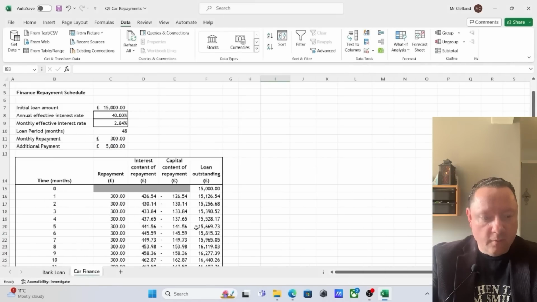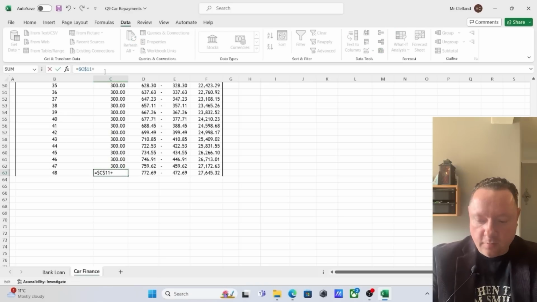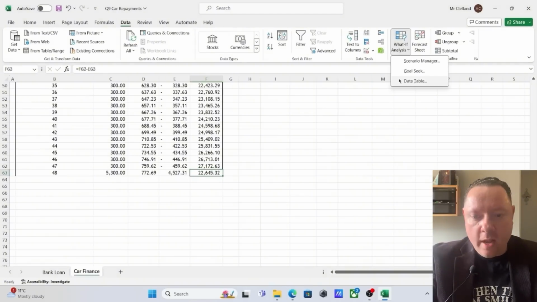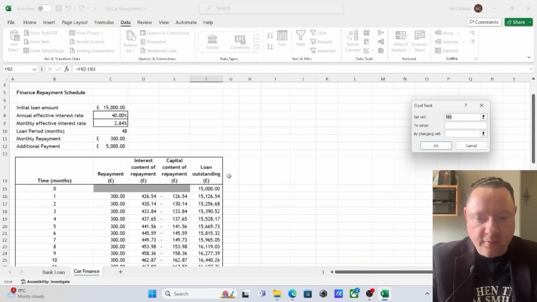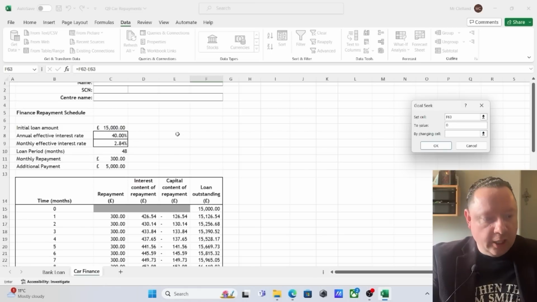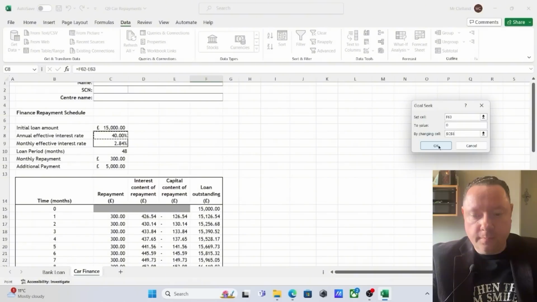So it's an additional payment of 5,000 in their final month. So I'll just quickly change that to say plus 5,000. You notice my goal seek again, I have to change this. So it's what if goal seek, change F63 to value 0. But this time we're not changing the repayment, we're changing the annual effective interest.